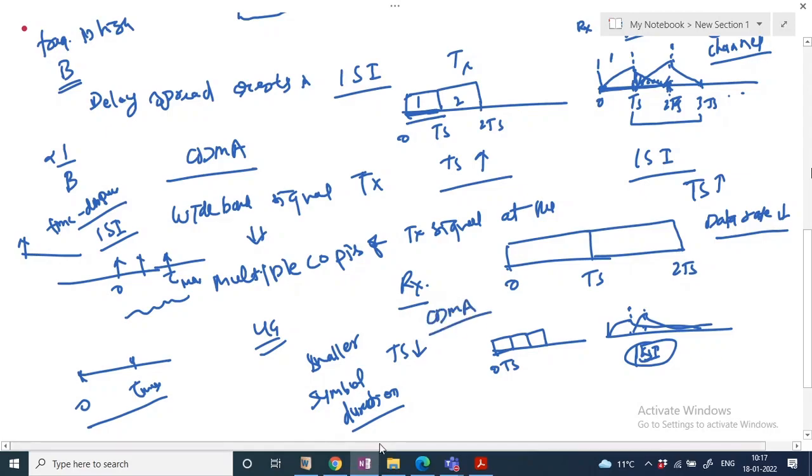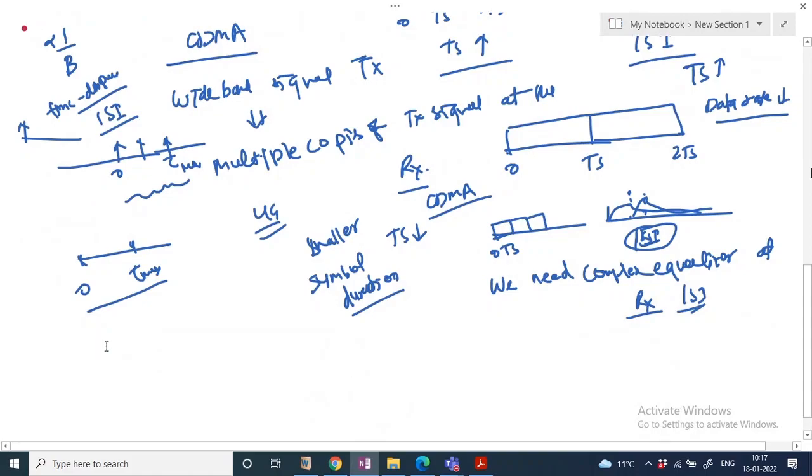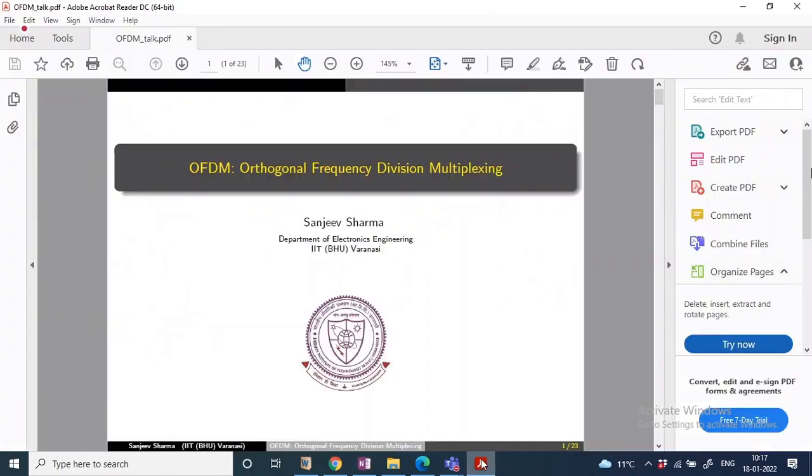Okay. So we need a complex equalizer at the receiver to compensate or handle this ISI. So this is a very challenging task. So what people did, people thought that instead of the time domain channel, considering this whole bandwidth, we can split this bandwidth into multiple frequency bands. Then we can process these bands independently. Okay, so what will happen? Let's go to the slides so we can understand more.